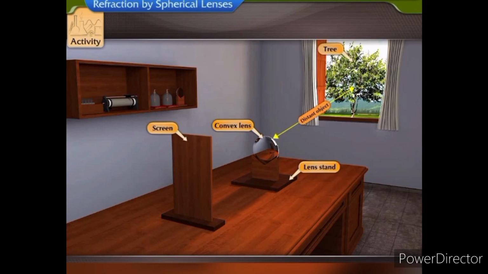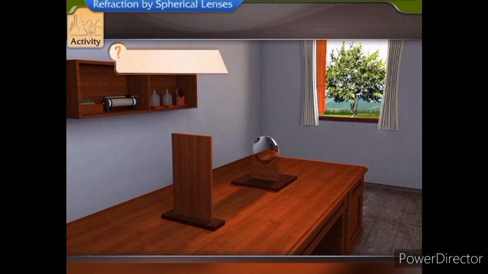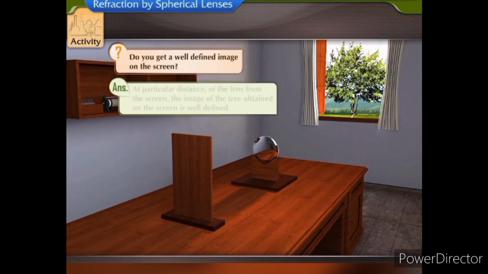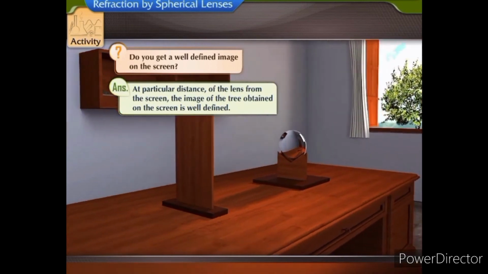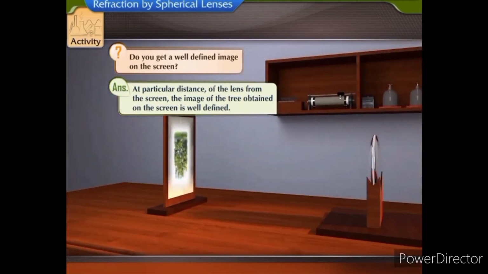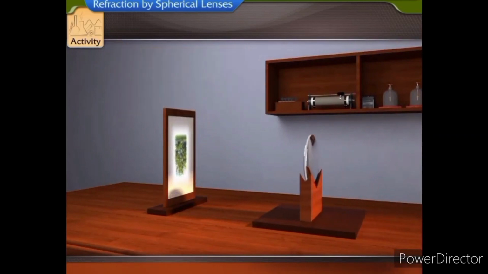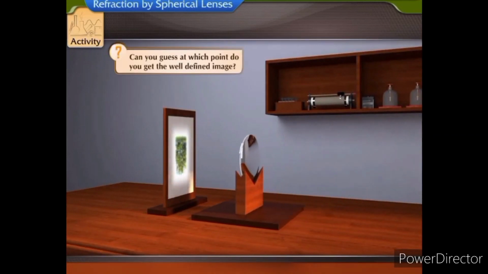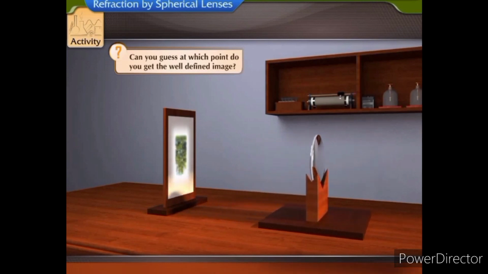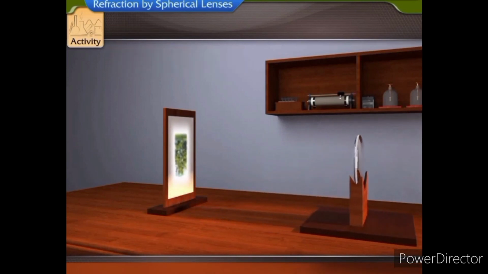Let us move the lens stand towards or away from the screen. Do you get a well-defined image on the screen? At a particular distance of the lens from the screen, the image of the tree obtained on the screen is well defined. Can you guess at which point you get the well-defined image? It is the focal length of the lens.